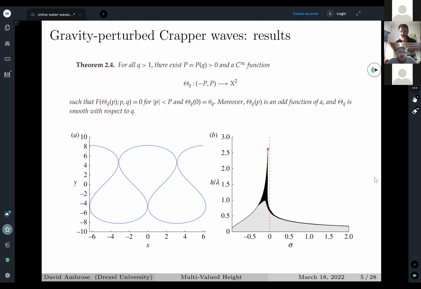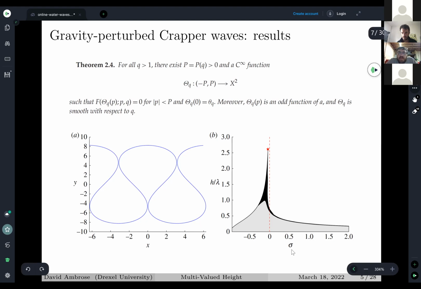For all Q greater than 1, there exists a P, which is a function of Q greater than 0, and a C infinity function, theta, such that F of theta of P and P and Q equals 0. And also theta Q of 0 is the Crapper wave, lowercase theta Q. And we have some structure on them that theta Q of P is an odd function of A and smooth with respect to Q.